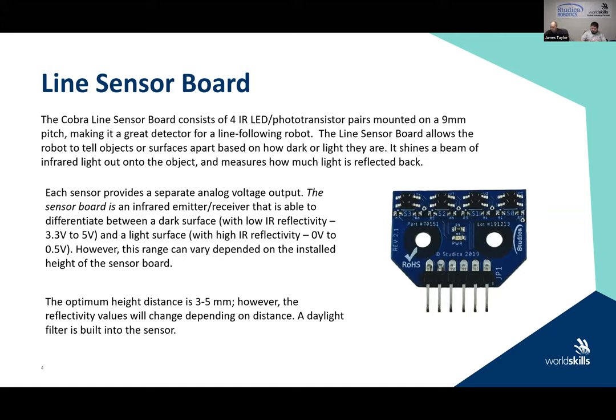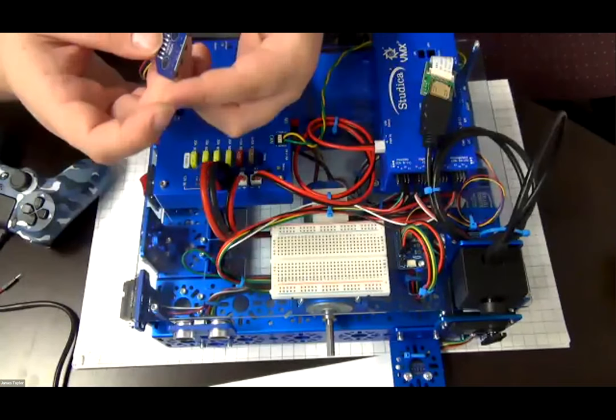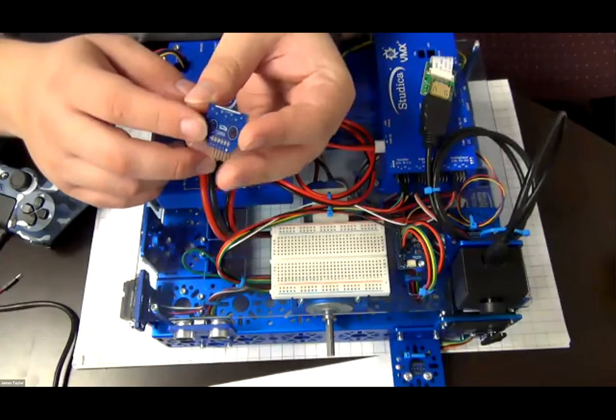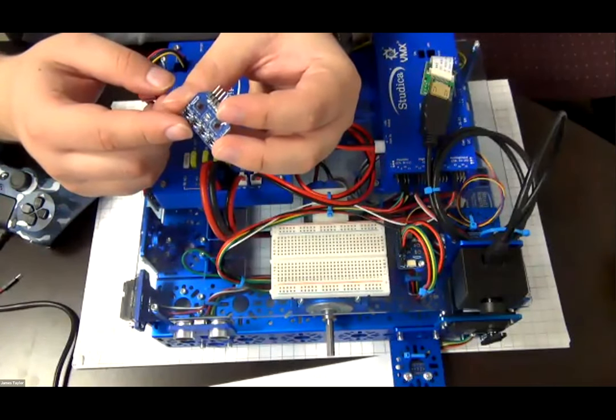If you stop sharing, I can show. James wants me to stop sharing, so we'll do that. We're just going to go back and verify and show where we are on the docs page for you. So if we look at the line sensor, he's going to show you the pitch. If you see, it's evenly spaced between here.